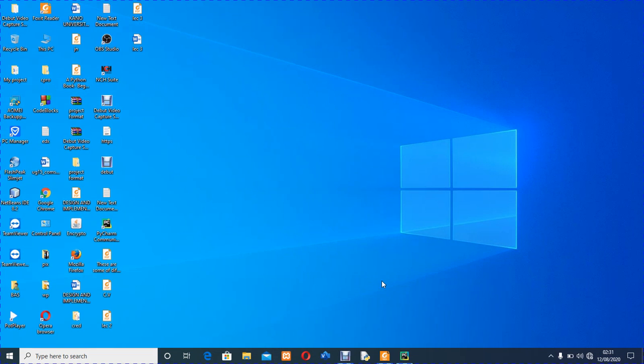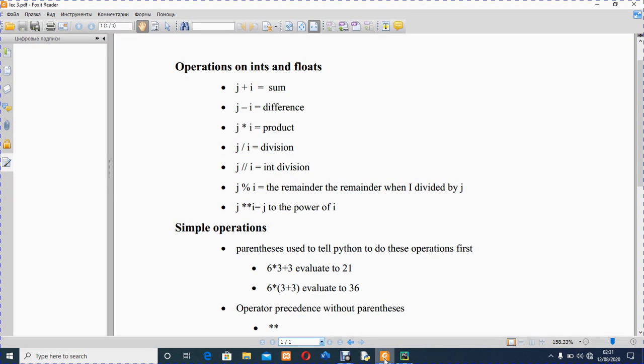So guys, in our last class we talked about objects in Python, while in this class we are going to talk about operations on int and float. For instance, j and I are integers.